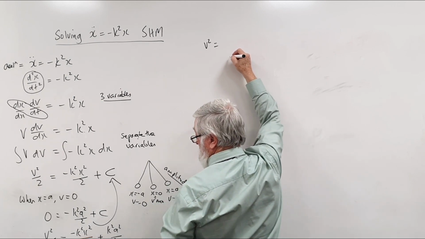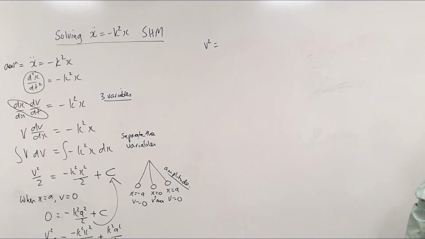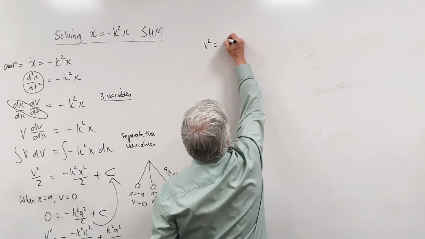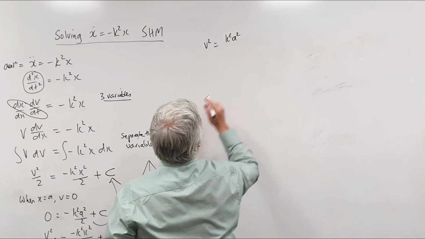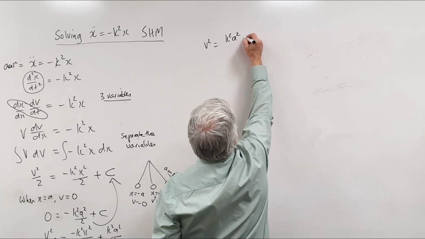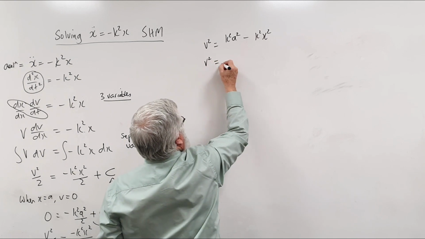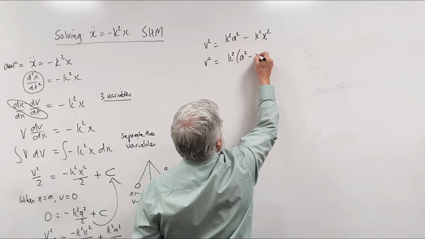v squared equals, will I write that first or that first? What does the world like to write first? The positive. Tell me so I don't make a mistake. k squared A squared, plus, take k squared x squared. Take our common factor. So it's k squared, bracket, A squared take x squared.